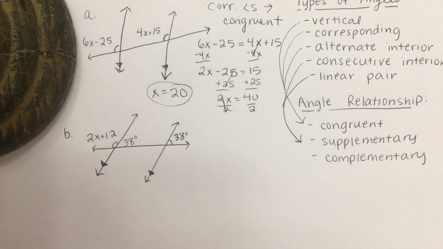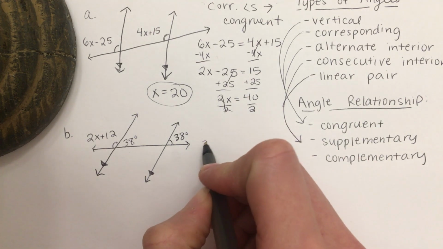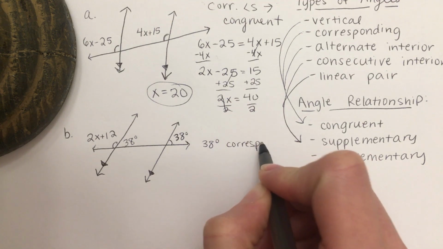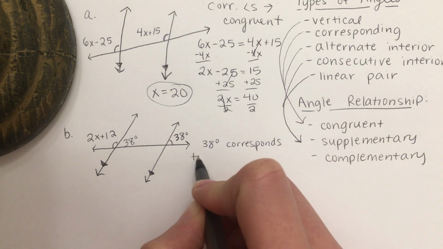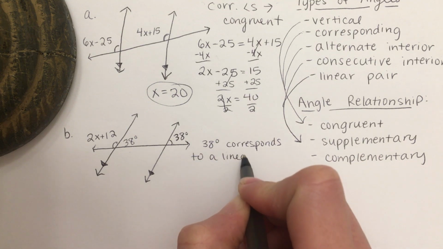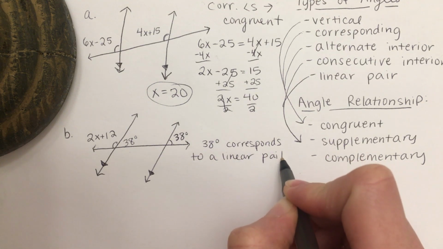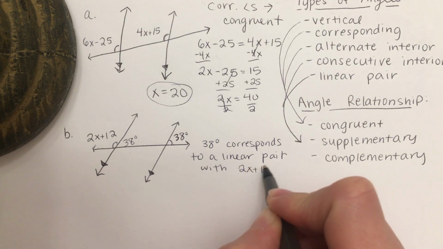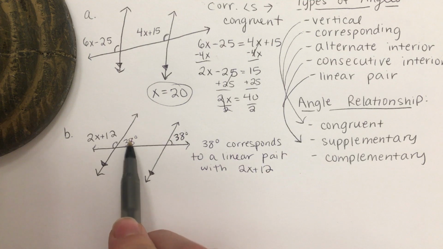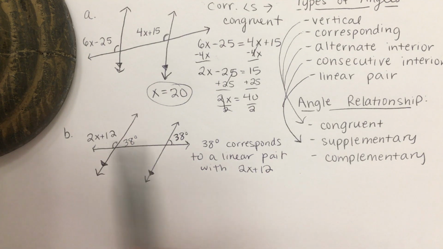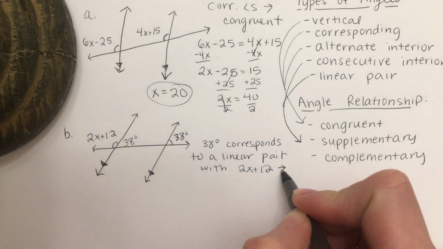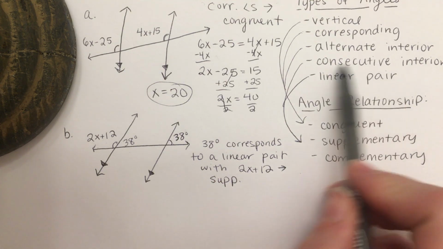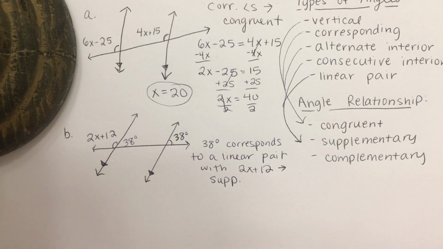So, for example, if I was trying to justify that, I could say 38 degrees corresponds to a linear pair with, and then I don't have angle names, so I'll just say with 2x plus 12. So again, 38 degrees corresponds to an angle that forms a linear pair with 2x plus 12. So that tells me that my relationship is going to be supplementary, because again, a linear pair is always supplementary.